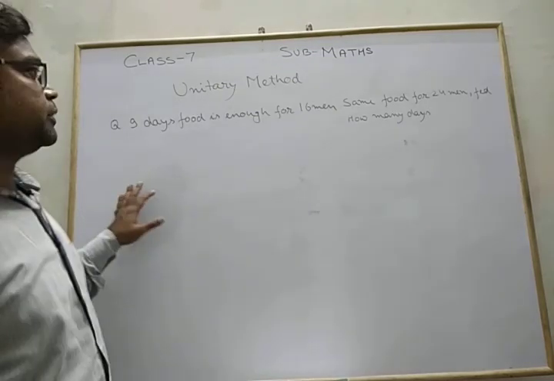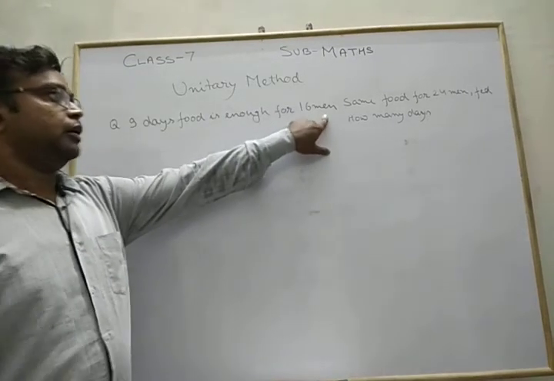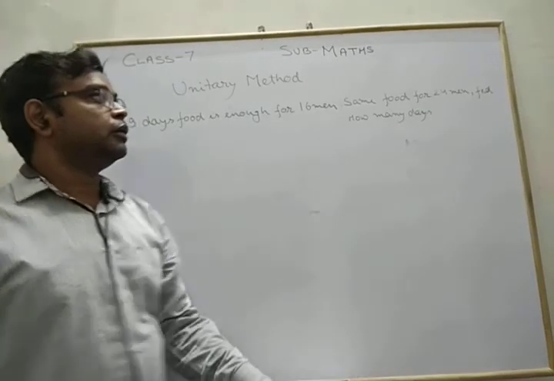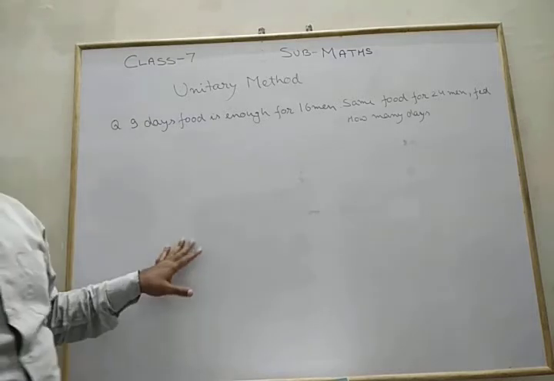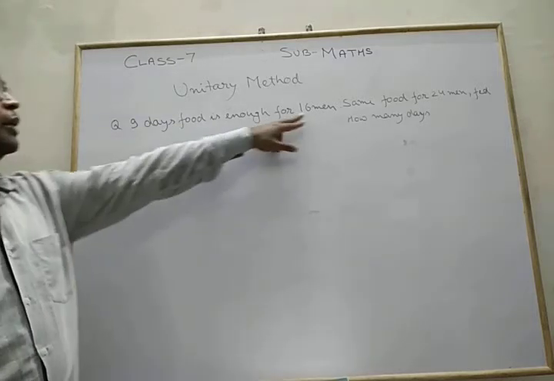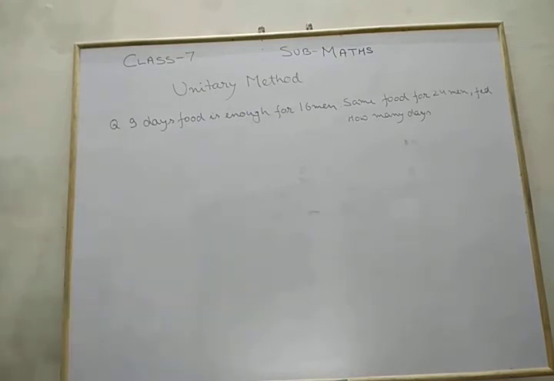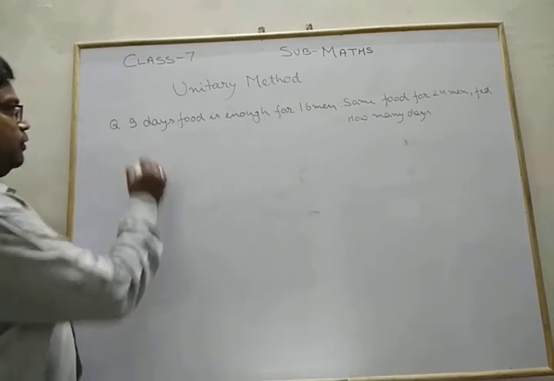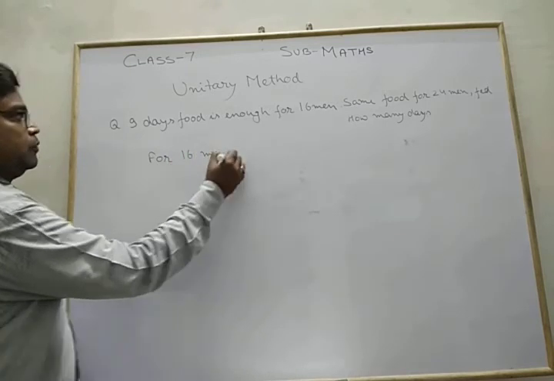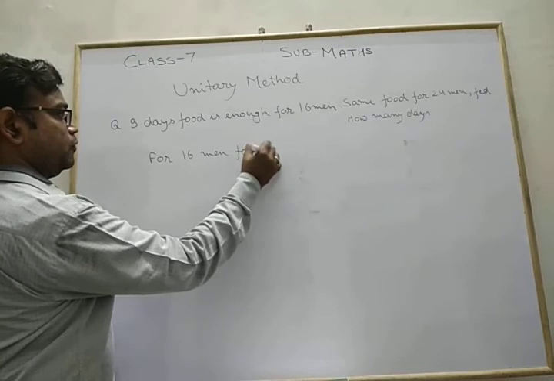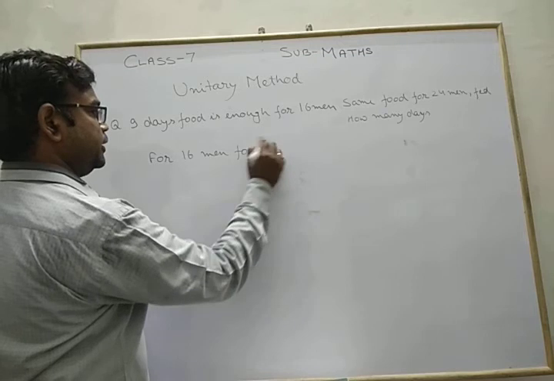Suppose we are taking some examples. 9 days of food is enough for 16 men. If the same food is to be fed to 24 men, how many days will it last? Means if we increase the number of men, then the same food lasts how many days? So we solve this by using the unitary method. See, for 16 men, the food runs 9 days.